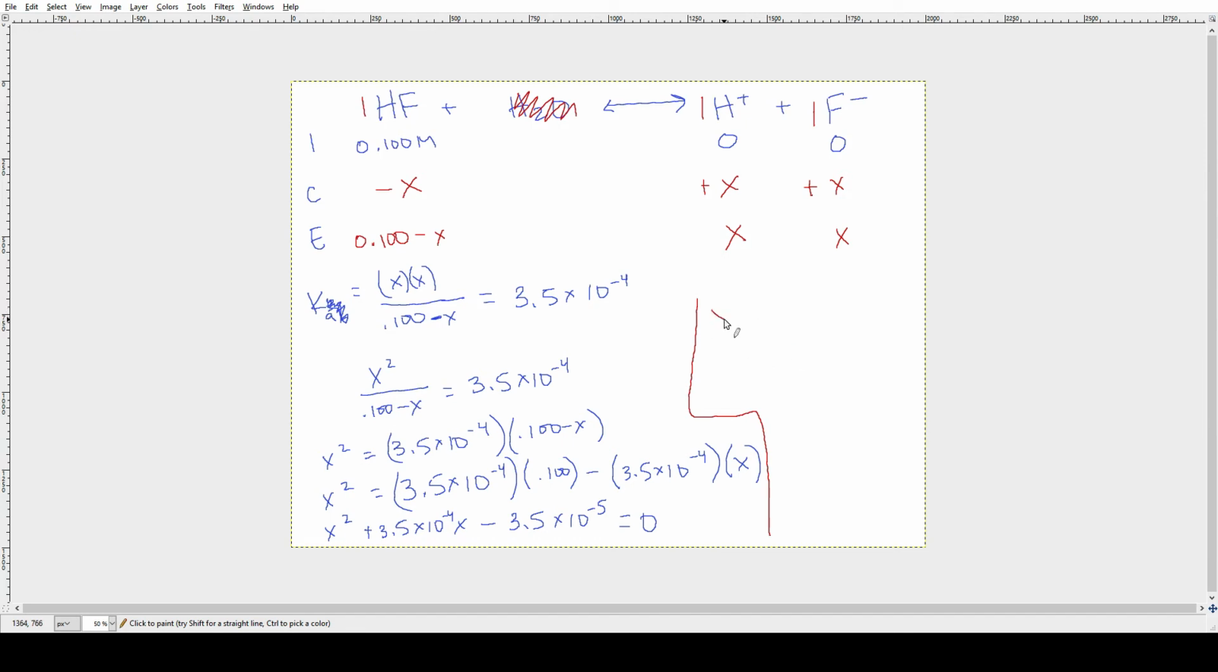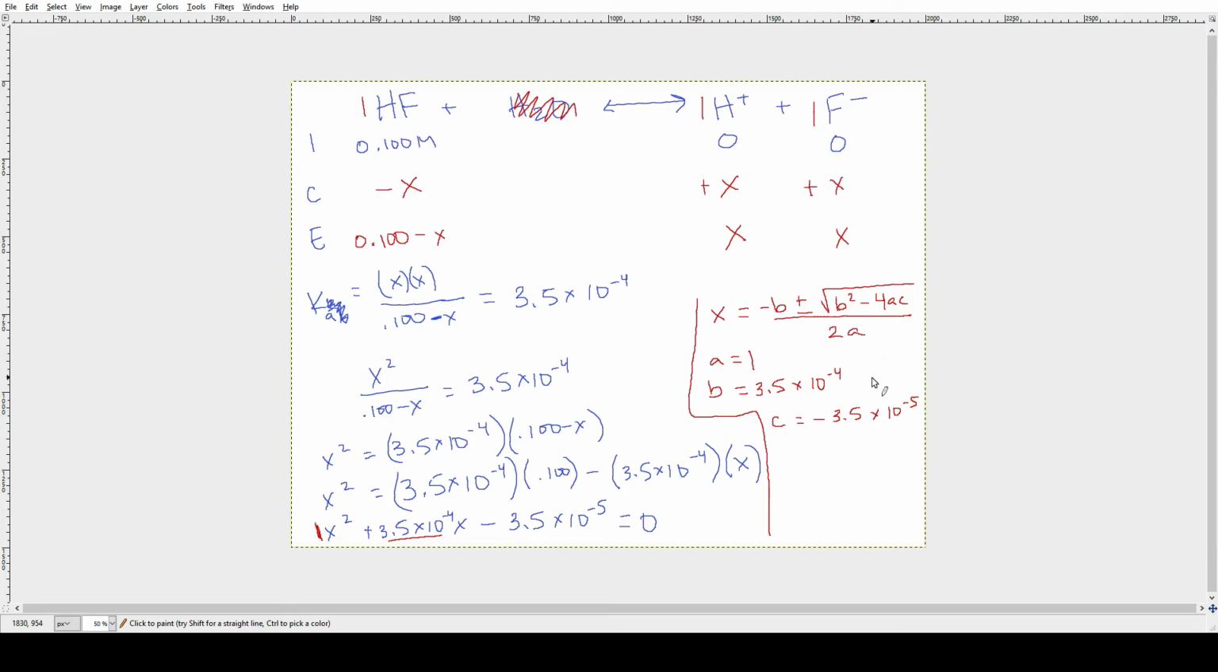We know that the quadratic equation states that x equals negative b plus or minus the square root of b squared minus 4ac over 2a. Let's go through them. I know that a is equal to 1 from over here. I know that b is equal to positive 3.5 times 10 to the negative 4, and that's from over here. And I know that c is equal to negative 3.5 times 10 to the negative 5.